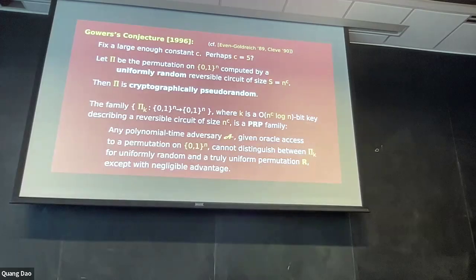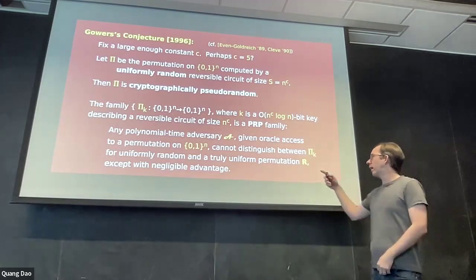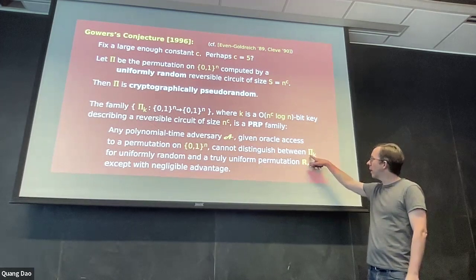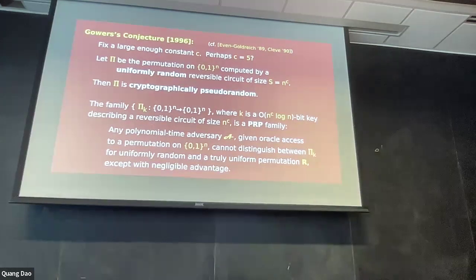So maybe you want to see it slightly more precisely. This family of permutations has a key size of about n^c log n. We pick a random reversible circuit with n^c gates. Maybe it has the property that any polynomial-time adversary A that gets oracle access to a permutation on n-bit strings can't tell the difference between a truly random permutation and one of these π_k's that has very low circuit complexity. What a great conjecture! Perhaps it's true. It's such a nice way to try to make a pseudorandom permutation family.